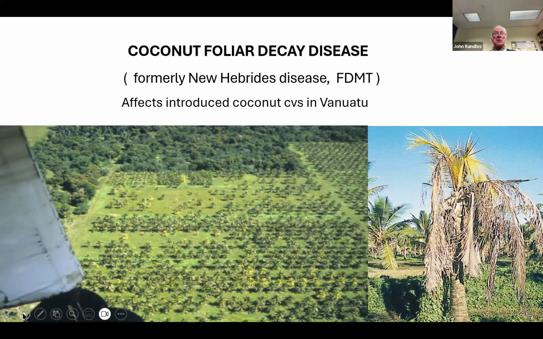If you look at the literature, you'll see FDMT as a synonym for coconut foliar decay, simply because the disease was thought to be induced by the insect, Myndus stepheni.